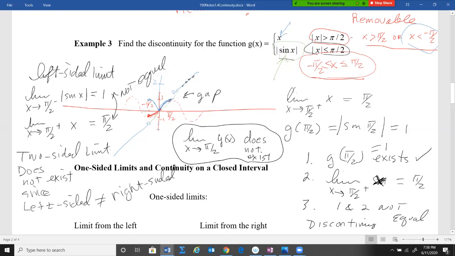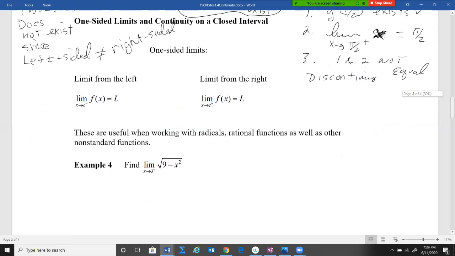It might also fail to exist if one of these didn't exist, if the left side didn't exist, then we couldn't have a two-sided limit. So they have to exist, and they have to be the same in order for the two-sided limit to exist. So both have to exist, and they both have to match. Otherwise, you have non-existence of that two-sided limit.